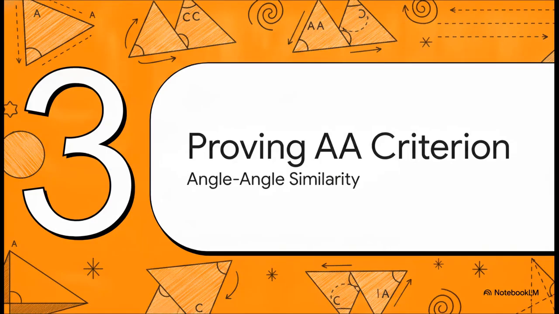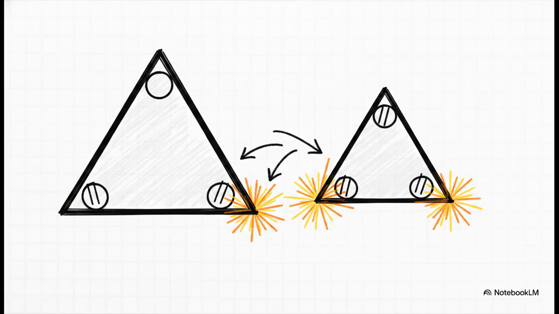Let's head into Section 3, proving the AA criterion. Let's see how this builds into a really cool shortcut for triangles, known as the angle-angle or AA similarity criterion. It states that two triangles are similar if just two angles of one triangle are congruent to two angles of another. Now you might be wondering, why only two?